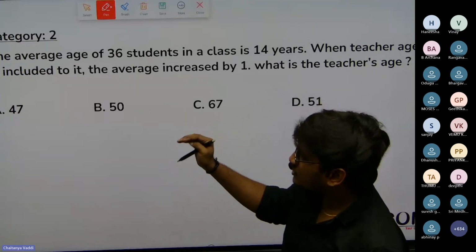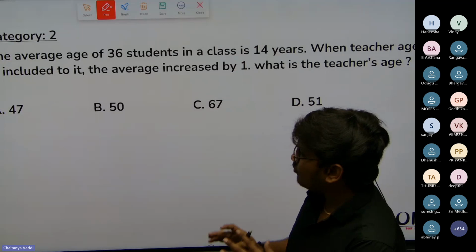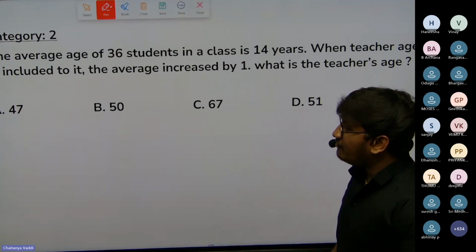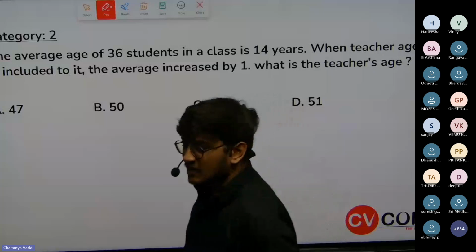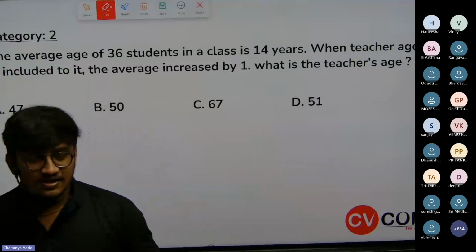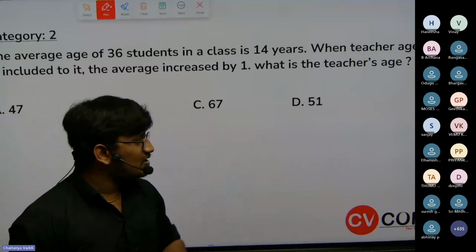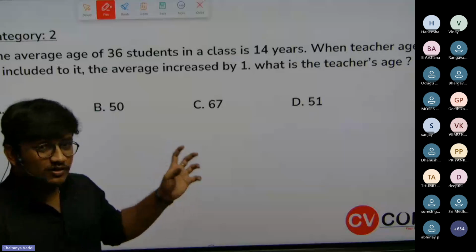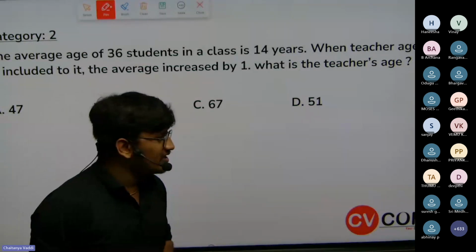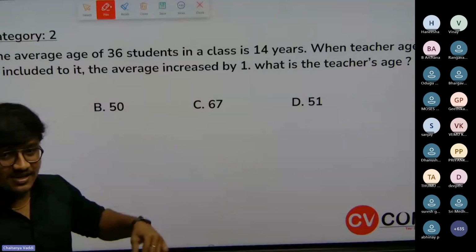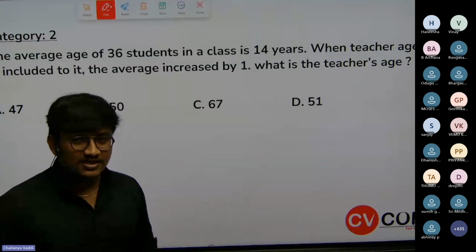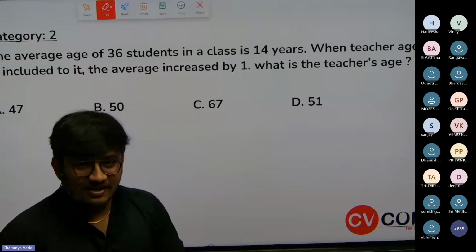So what have they actually given in the question, what's the data given? The average age of 36 students in a class is 14 years. These are example questions. After giving some examples, I will give you the actual question which was asked in the TCS NQT exam. So make sure you listen to these two examples clearly, and whenever I display the question, make sure you solve it in 1 minute.